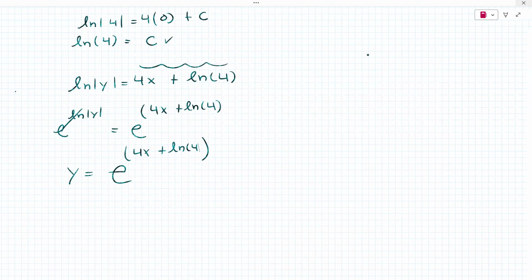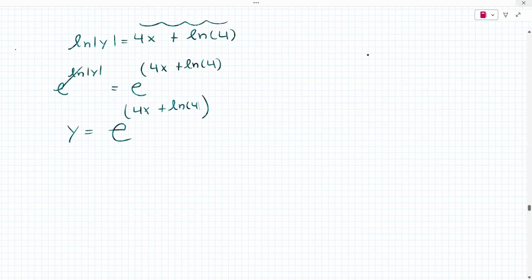Now, can we leave it like this? Can we simplify? Yeah, we could actually go a step further. This is e raised to the 4x plus ln of 4. Well, this is the same thing as e to the 4x times e to the ln of 4, right? Remember your exponent rule: if you're adding, you're really multiplying. Now over here, e and ln cancel, so you're just left with 4. So you're left with y equals, and you could put this 4 as a constant in front, and then it's e to the 4x.